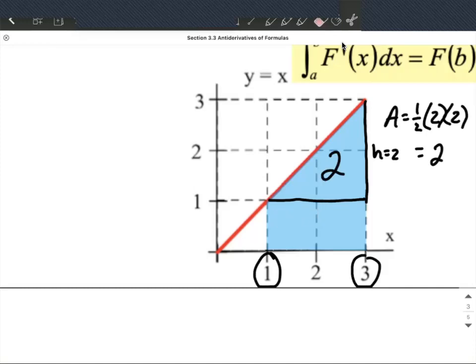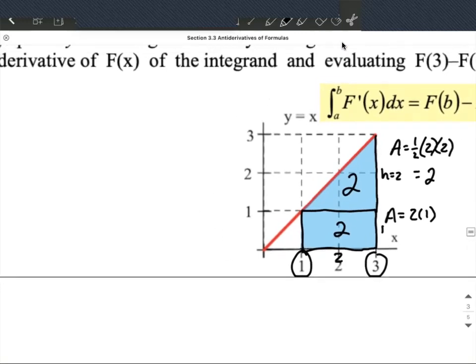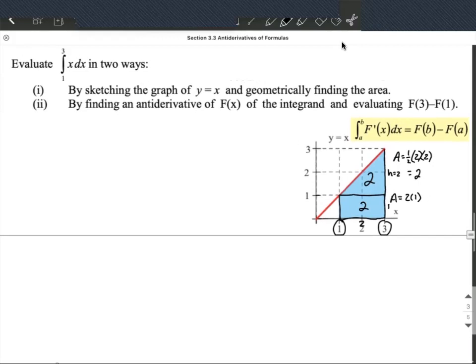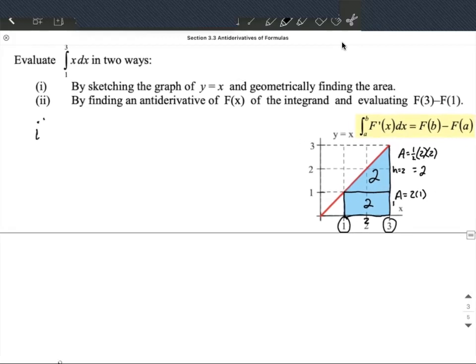Now the other piece, I'm going to think about it as being this rectangle along the bottom. So the area of a rectangle is given by base times height, or length times width. So we'd say 2 across the bottom, 1 high, so 2 times 1 makes an area of 2 for this region. If we add those together, we can say in part one, as we've called this one, that this integral can be the area of 2 plus 2, which works out to be 4.